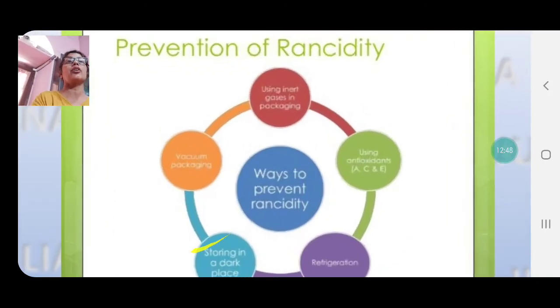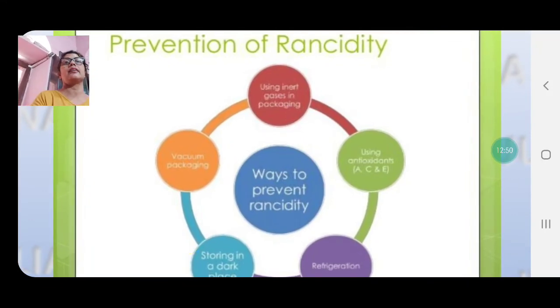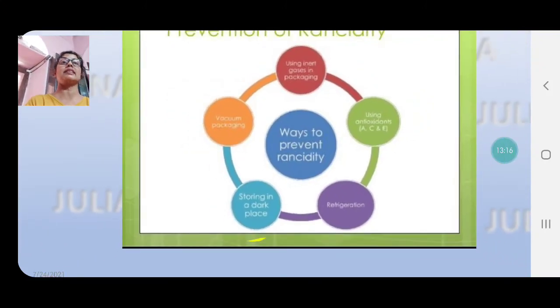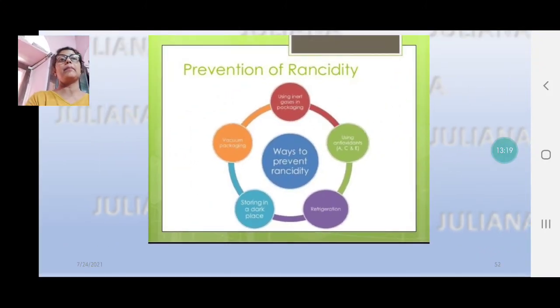So prevention of rancidity can be done using antioxidants, by refrigerating food articles, and by storing certain articles in a dark place, like medicines, which have to be stored in dark bottles. Vacuum packaging: many food items are vacuum packed, so no oxygen is there to react. And inert gases can also be used in packaging.